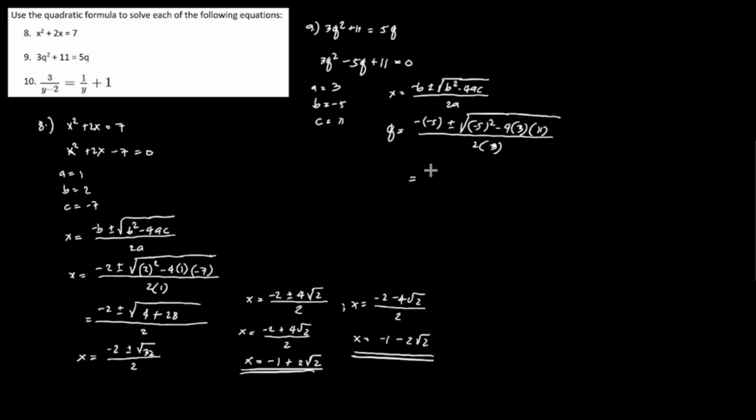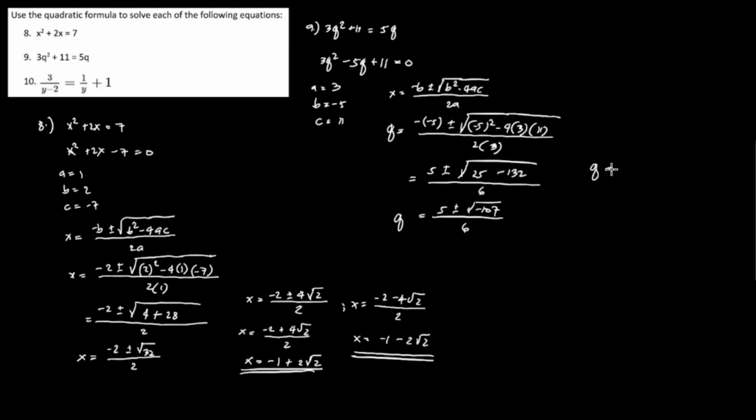Negative times negative 5 is positive 5, plus or minus the square root of negative 5 times negative 5, which is positive 25. Negative 4 times 3 is negative 12, times 11, is equal to negative 132. And divide by 2 times 3, or 6. So q is 5 plus or minus the square root of 25 minus 132, or negative 107, divided by 6.